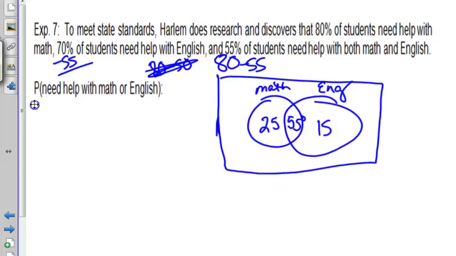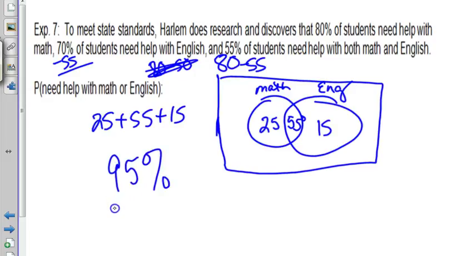Okay, what is the probability that someone needs help with math or English? Or means both, guys. Can be math, English, or both. I know that's a struggle for some of you. So it's 25 plus 55 plus 15, which is what? 95%. Yes.